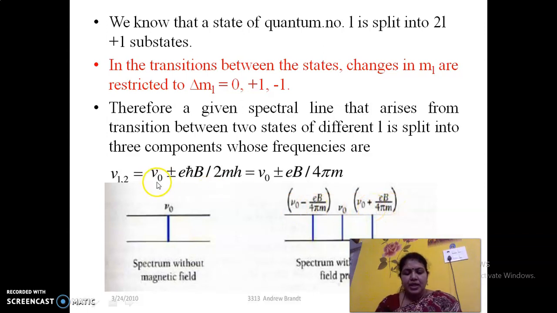Actually, from the last slide, the magnetic energy between the substates would be eh cross B by 2m. This we have seen. Now, energy E is equal to h nu. That is the relation connecting energy and frequency. So, if we want to have frequency nu, then E should be divided by h. Therefore, the two other components get the value nu naught plus or minus eh cross B by 2m by h. So, when you substitute the value of h cross, which is equal to h by 2 pi, you get nu naught plus or minus eB by 4 pi m.